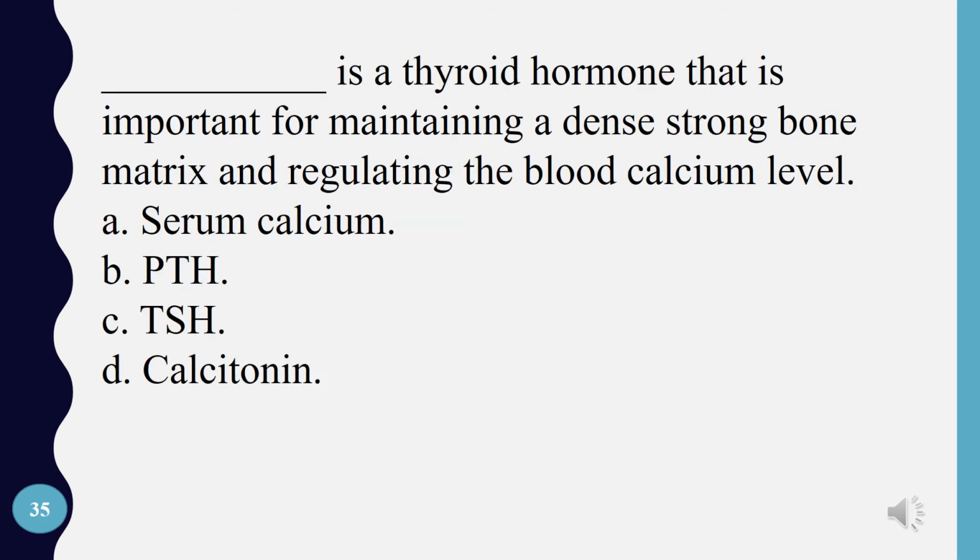What hormone is a thyroid hormone that is important for maintaining a dense, strong bone matrix and regulating the blood calcium level? A. Serum calcium. B. PTH. C. TSH. D. Calcitonin. The answer is D. Calcitonin.